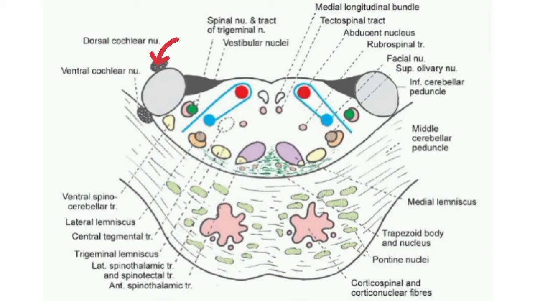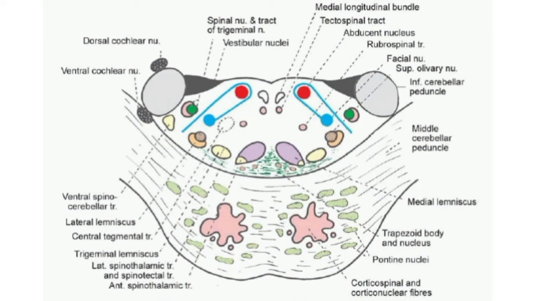The dorsal and ventral cochlear nuclei lie dorsal and ventral respectively to the inferior cerebellar peduncle. The fibers arising from the facial nucleus follow an unusual course. They first run backwards and medially to reach the lower pole of the abducent nucleus. They then ascend on the medial side of the nucleus.